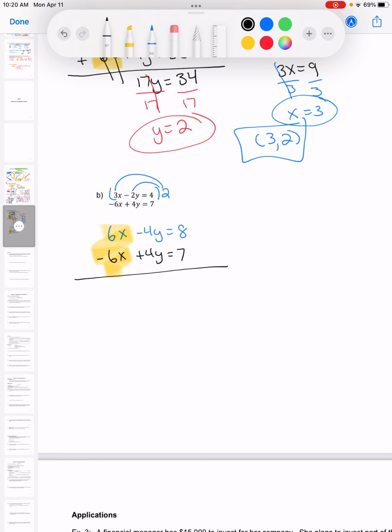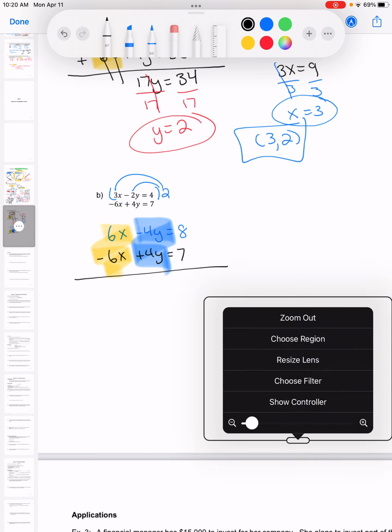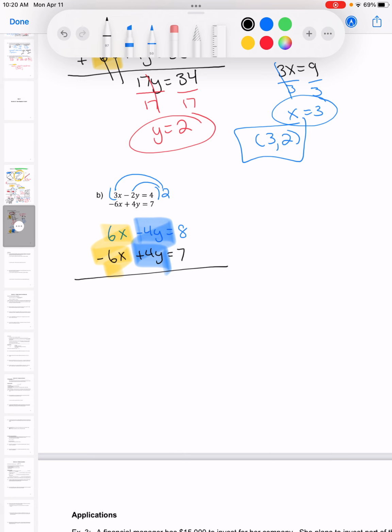You don't always have to use 6. In this case, you might also see that the 4's are inverses of each other as well. So you don't have to use the number 6. It's just an easy one for me to come up with examples for. So the x's cancel each other out and the y's cancel each other out. So I'm left with nothing on that left-hand side.